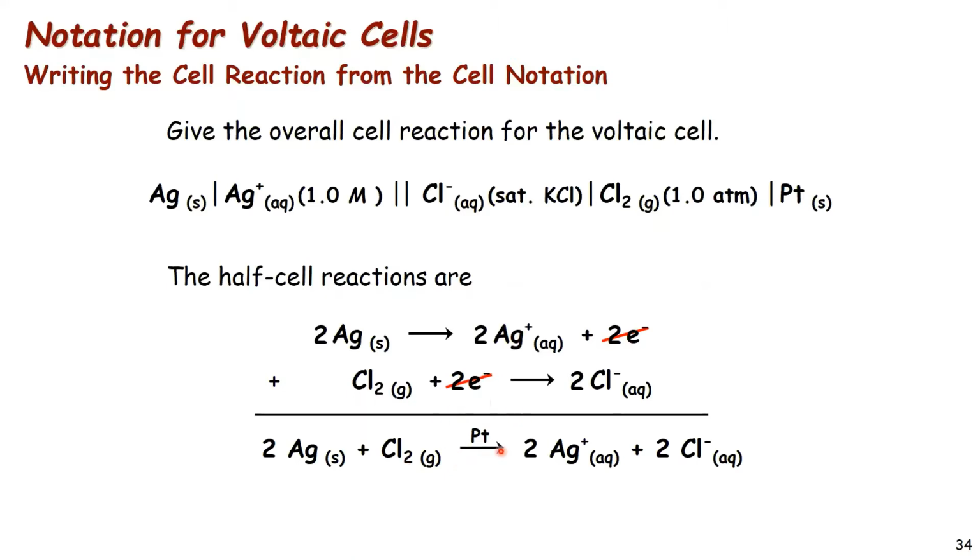Notice that I wrote the platinum over the arrow because the platinum is just acting as a catalyst for this chemical reaction to occur. Okay? Now, a lot of times you don't have to use platinum. You could use different materials, but it generally does have an effect on the efficiency of the cell. Okay? Not necessarily the potential, but the current.